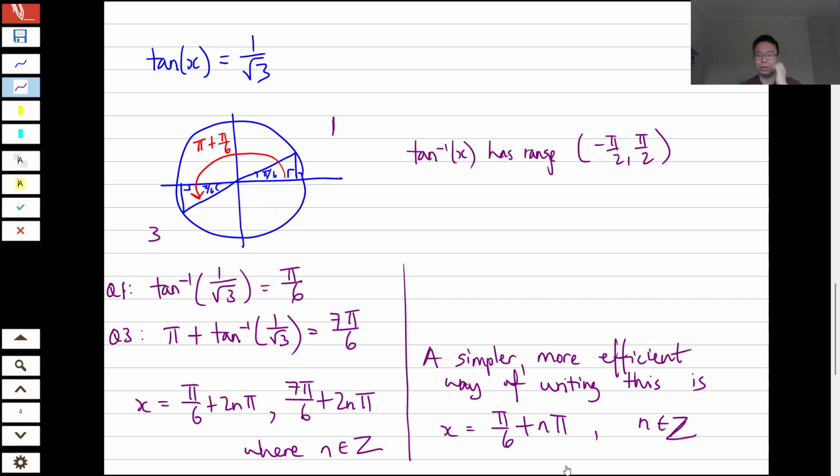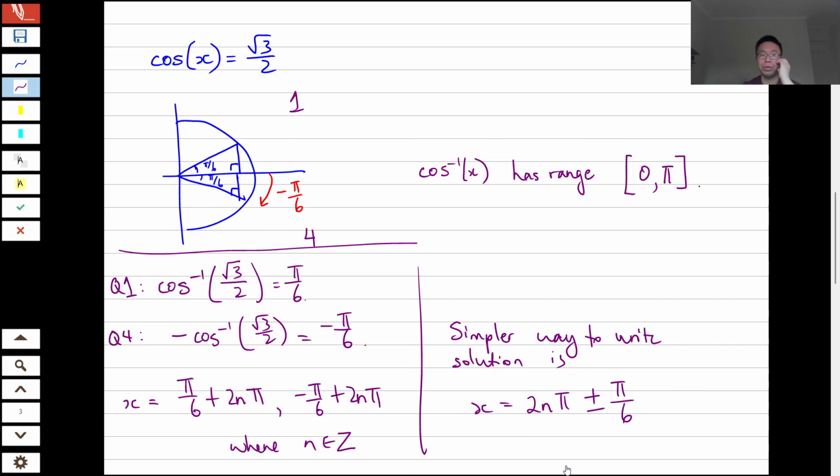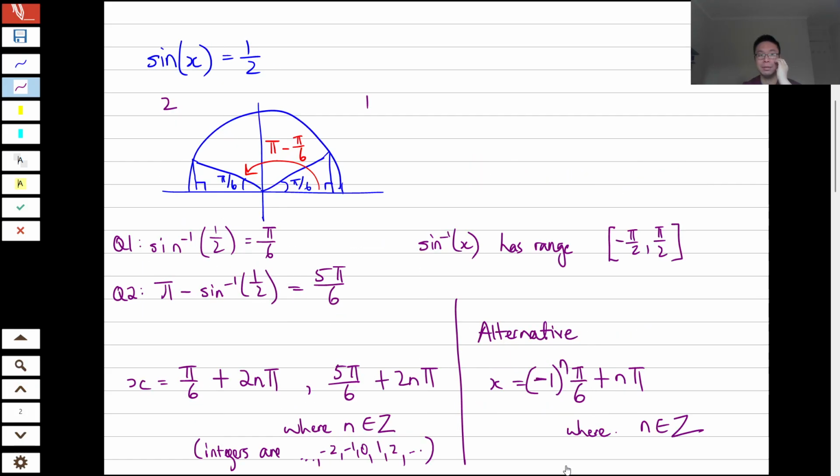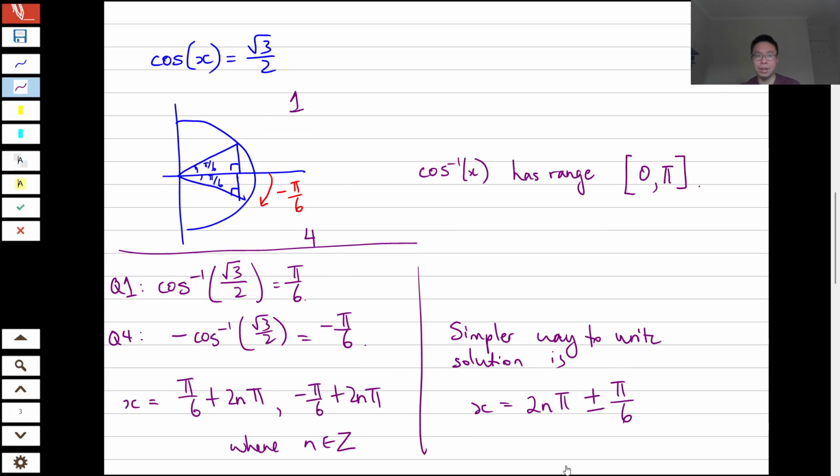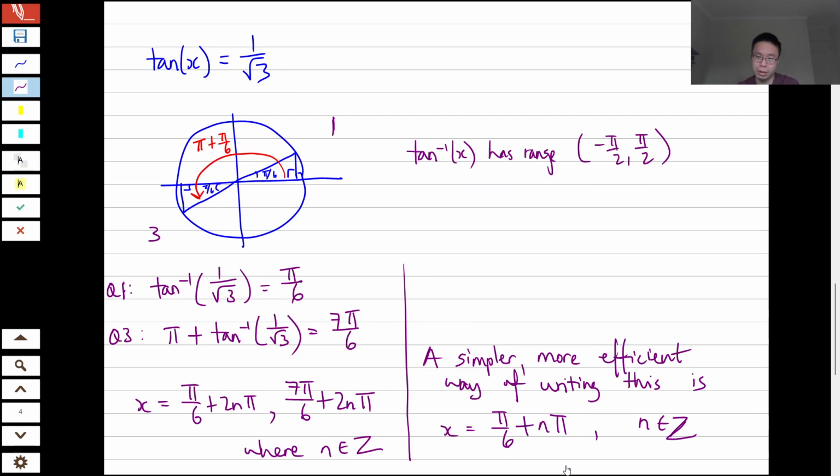Okay, so you'll notice that I used pi on 6 for all 3 examples. So for sine, it was sine of x equals a half. For cosine, it was cosine x equals root 3 on 2. For tan, it was tan x equals 1 on root 3.